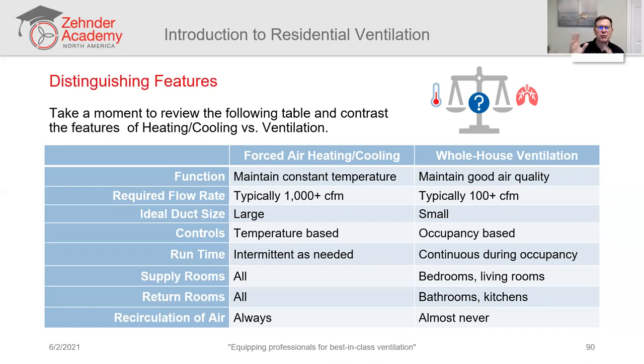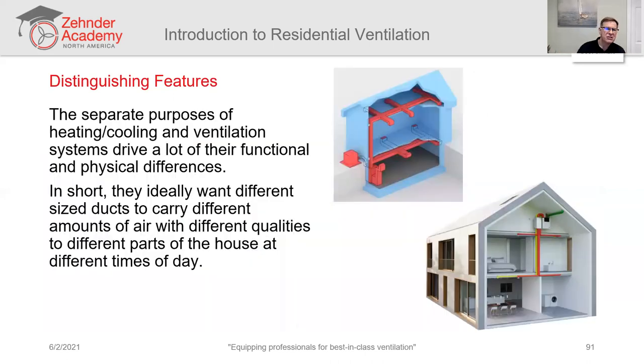So you can see there's so many distinctions that really there's more differences between heating and cooling systems and ventilation systems than there are in common. In common, they have fans, they have ducts, they move air around. That's about it. So we should be thoughtful and recognize these differences. These distinguishing features drive a lot of functional and physical differences. And so in short, what we want to do ideally is dedicate an air distribution system for whole house ventilation that is fit to its purpose.